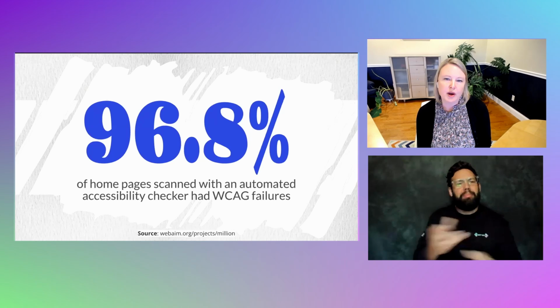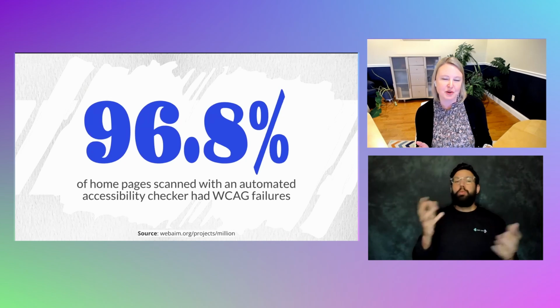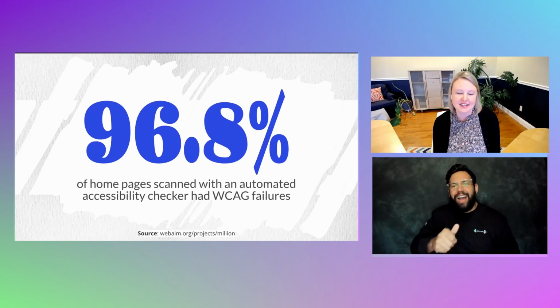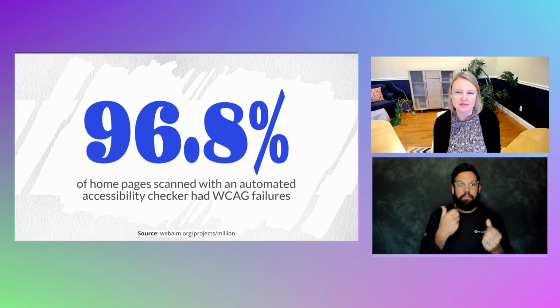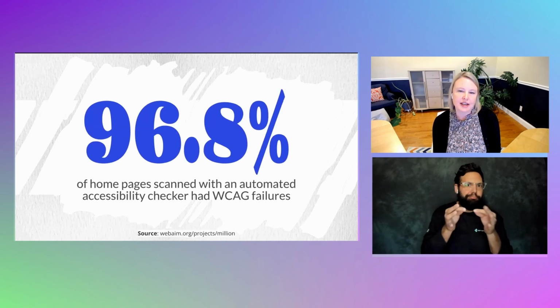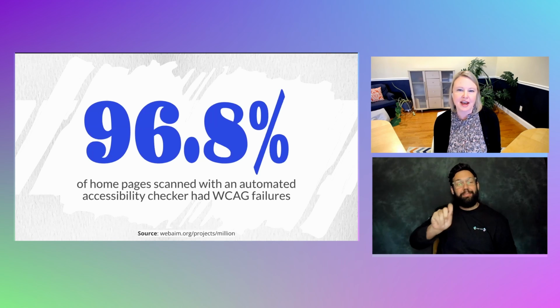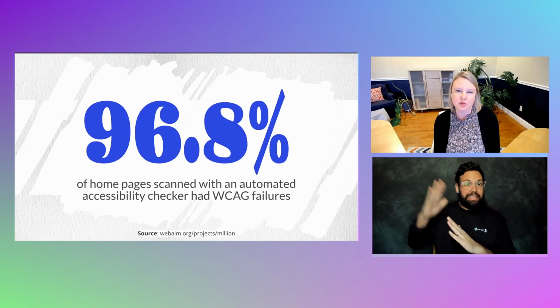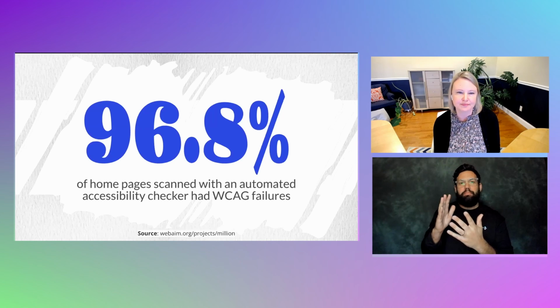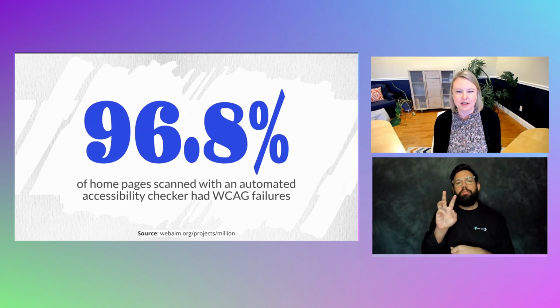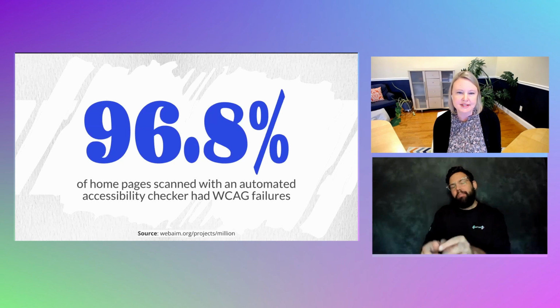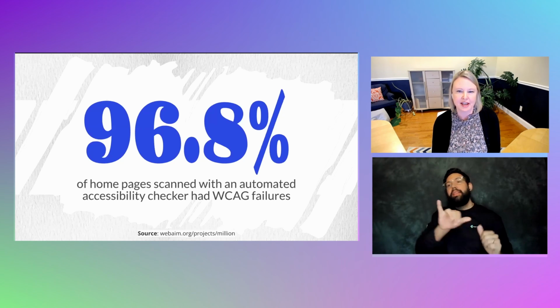According to the results of the WebAIM Million, a very important study that I've linked here, lots of links in this presentation, 96.8% of the top million websites across all industry sectors had WCAG failures when tested with an automated accessibility checker. Now let that sink in for a minute. Using an automated tool, almost 97% of all websites failed some aspect of WCAG.